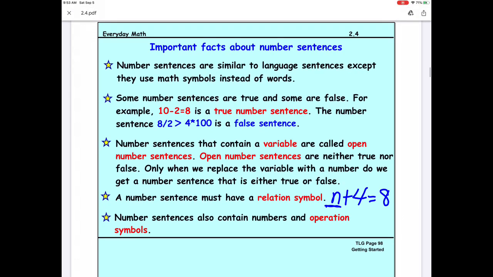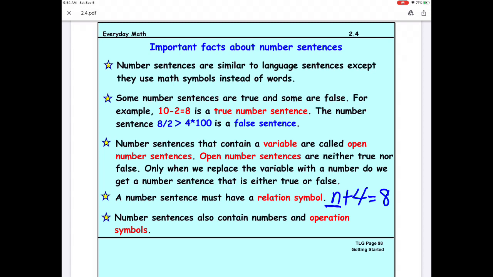Here's some important facts about number sentences. They're similar in language to regular sentences, but they use numbers. I always like to think of it as, instead of a reading sentence, it's a math sentence, and math sentences use numbers and relation symbols and operations. Some number sentences are true and some are false. So here's some examples.